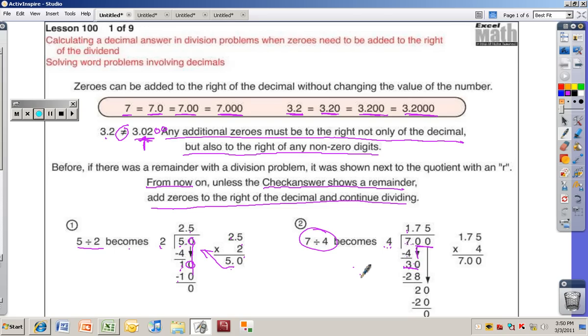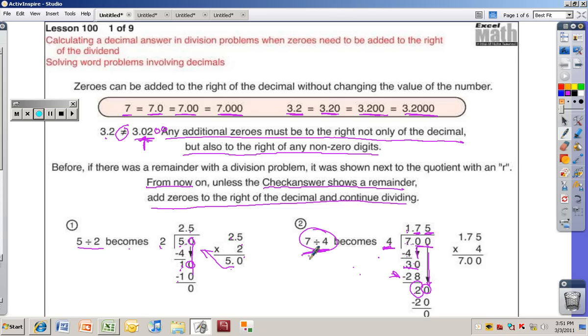So the 0 comes down. 30 divided by 4 is equal to 7. 7 times 4 is? 28. Come on, you guys. And then you subtract and get what? 2. Bring down the 0. Good. And now what division problem are we doing? 20 divided by 4, which is 5. So you get the answer of 1.75 instead of 1 remainder 3.